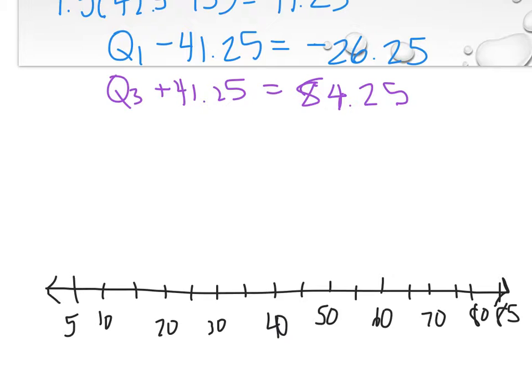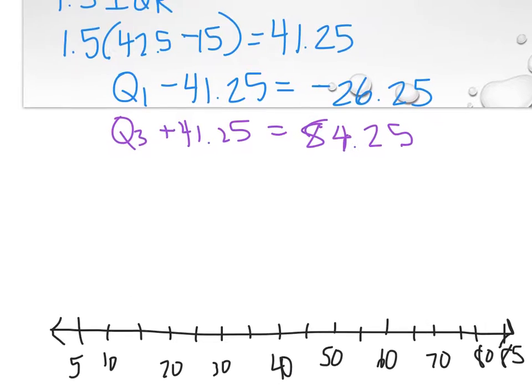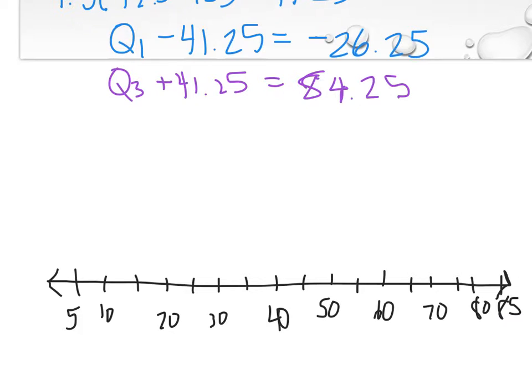Well, now remember, the first thing we're going to want to do is put a mark at our Q1 and our Q3. So our Q1 was 15, and our Q3 was 42.5. So at 15 and at 42.5, I'm going to put a mark. Right, and I put mine above my number line, but if you want to put it on your number line, you're welcome to do that as well. And I'm going to make a box, so I'm going to connect those lines.